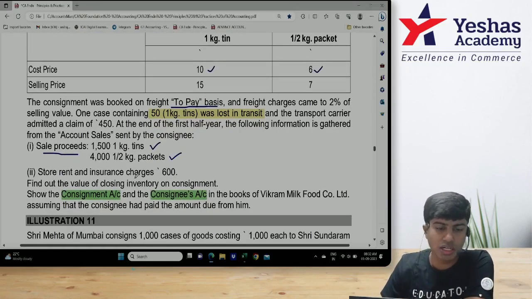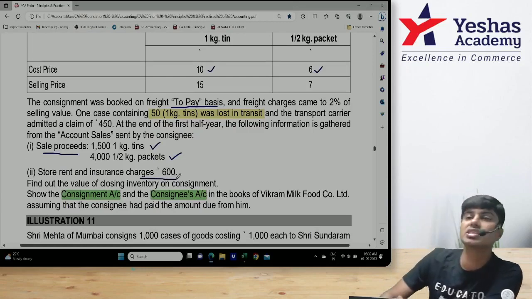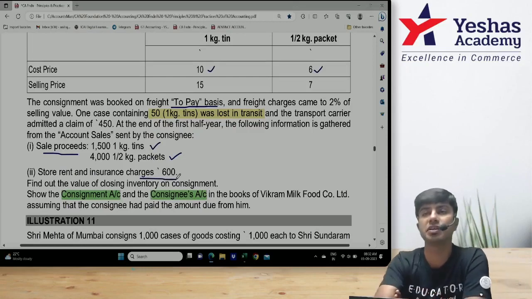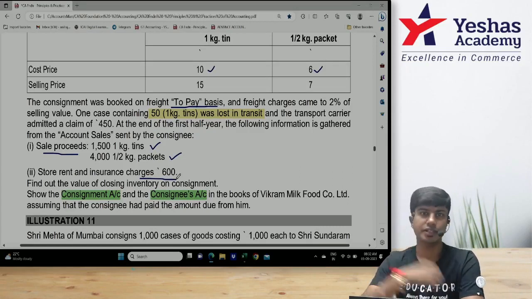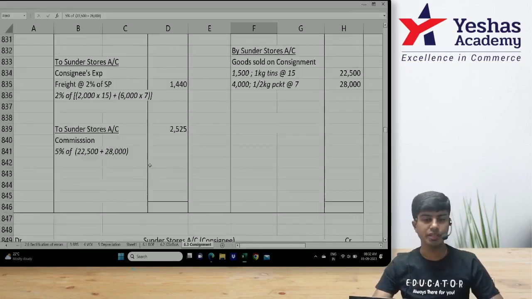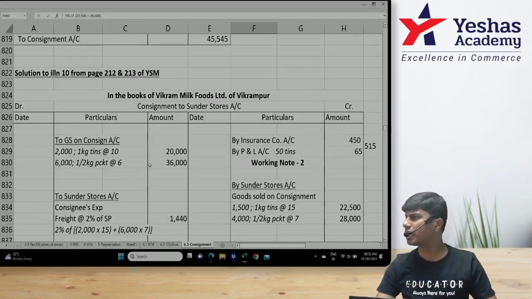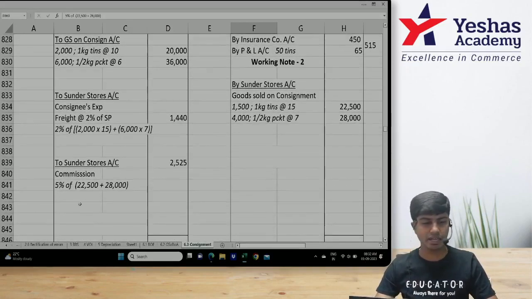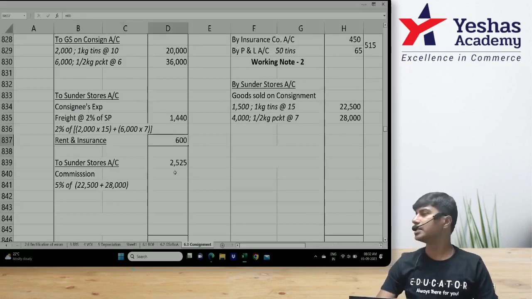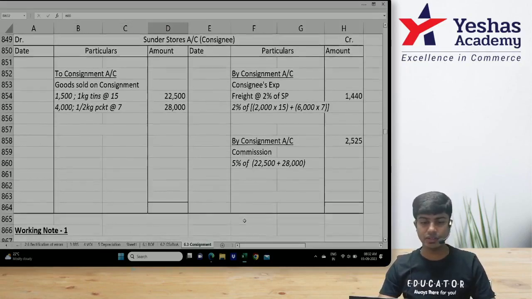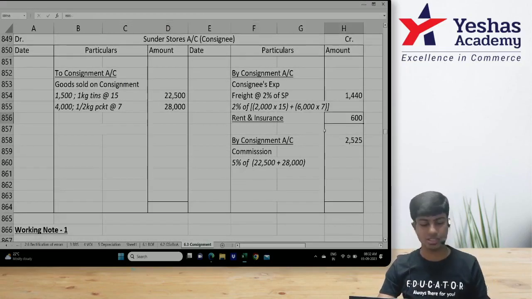Everyone, what is after this? That's it. Store rent and insurance charges. This is selling expense, right? Selling expense 600. There is selling expense of 600. So, what is the entry in consignment account? I think this is paid by the consignee. Entry is consignment account debit to consignee. Correct? I'll write here only. Freight is above. I'll write below that only rent. How much is it? In our consignee account, I'll write here only rent and insurance.